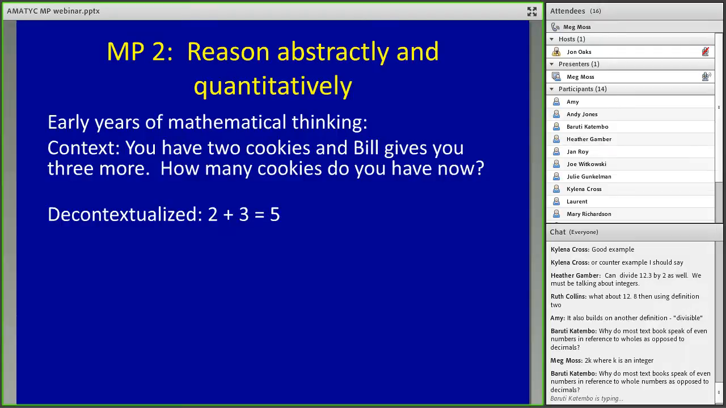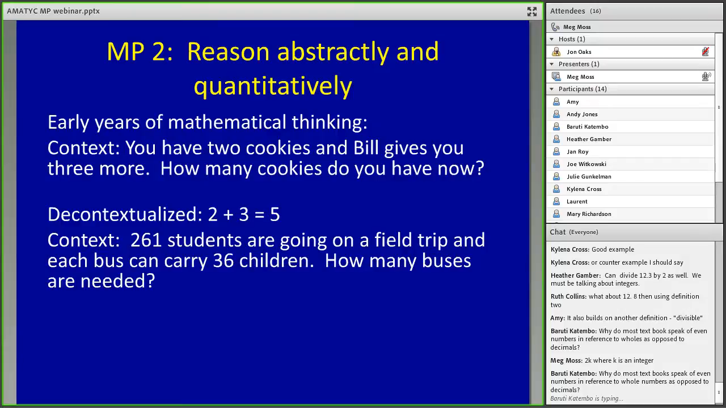When we get into algebra with our students, it's to go from the context, because with the context, most any student could figure it out, even a small student that didn't know anything about addition. But then when you decontextualize it, it becomes more abstract.